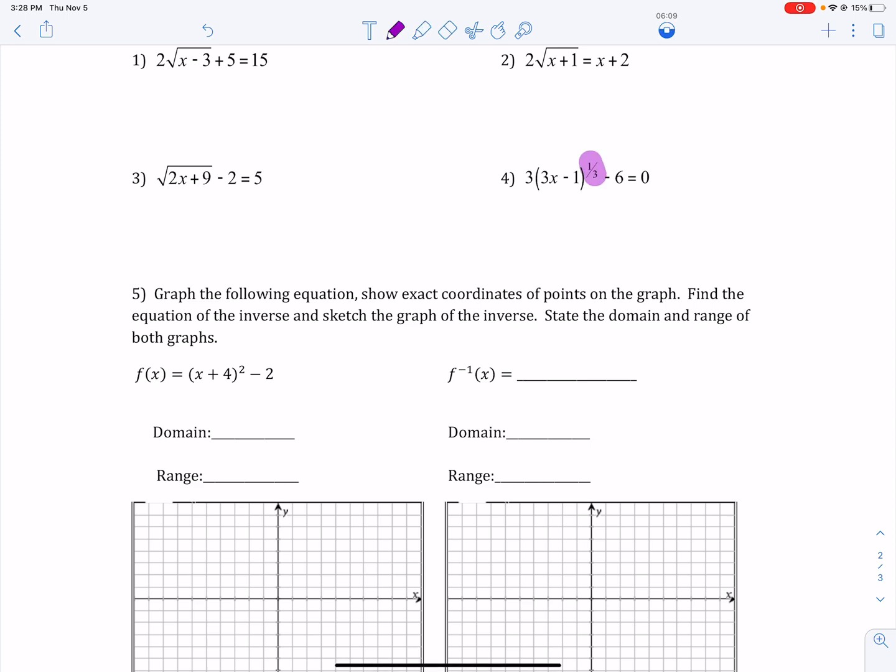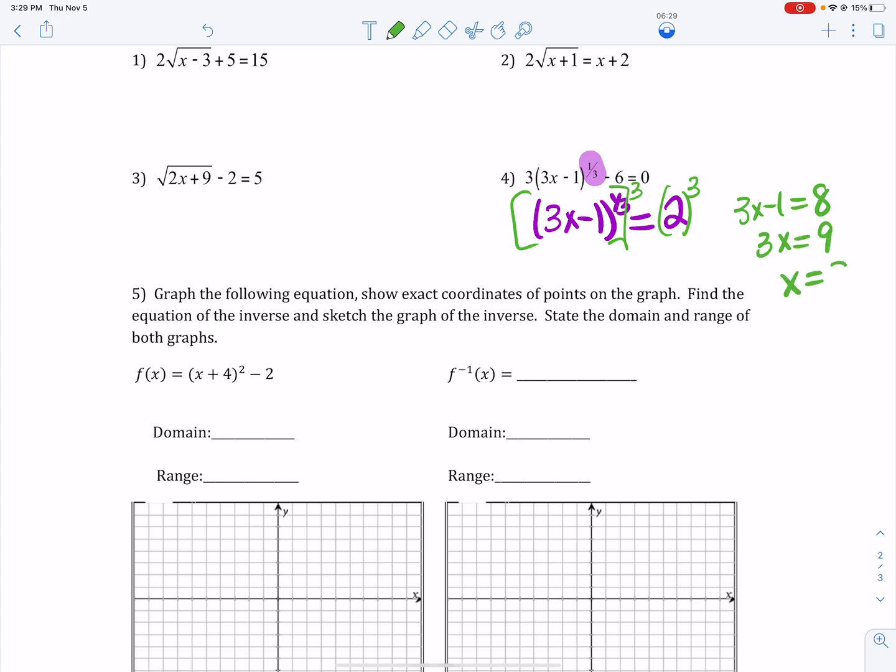And then this last one, I don't even have to check for extraneous because this is to the 1/3. So I'm going to add the 6 and divide by 3. Add the 6, divide by 3 is 2. And so then how do I get rid of cube rooting something? I'm going to cube it. So I get 3x minus 1 equals 8. I'm going to add the 1 and get 9 and divide by 3 and get 3. And I don't even have to check it.